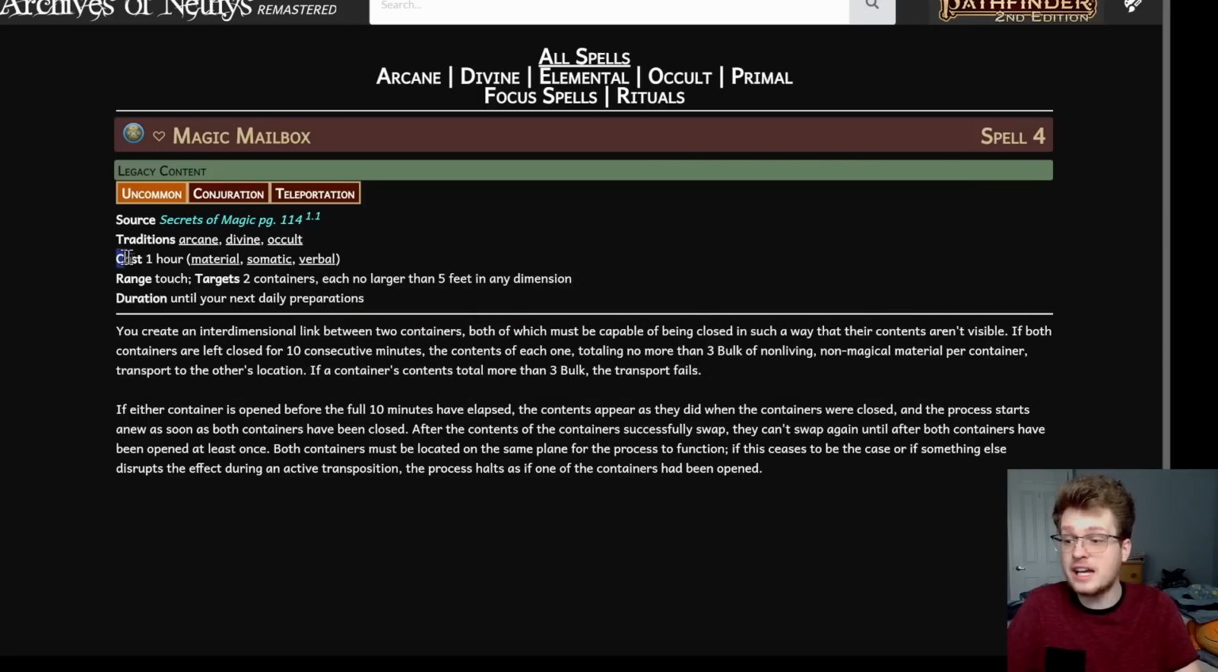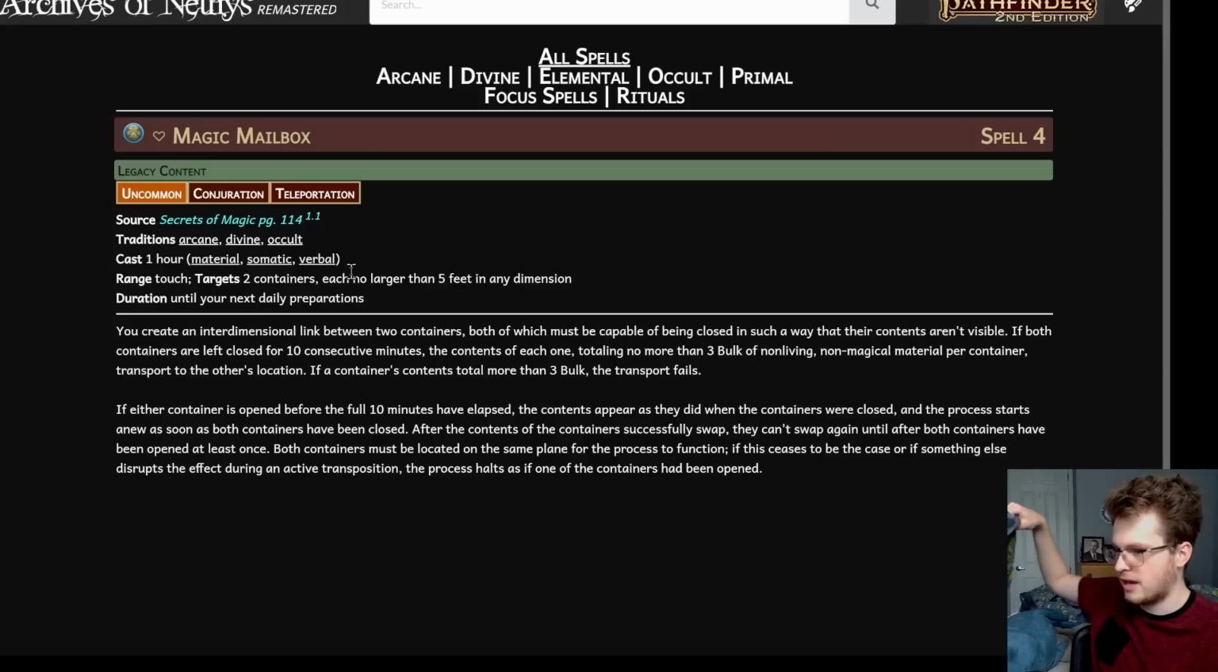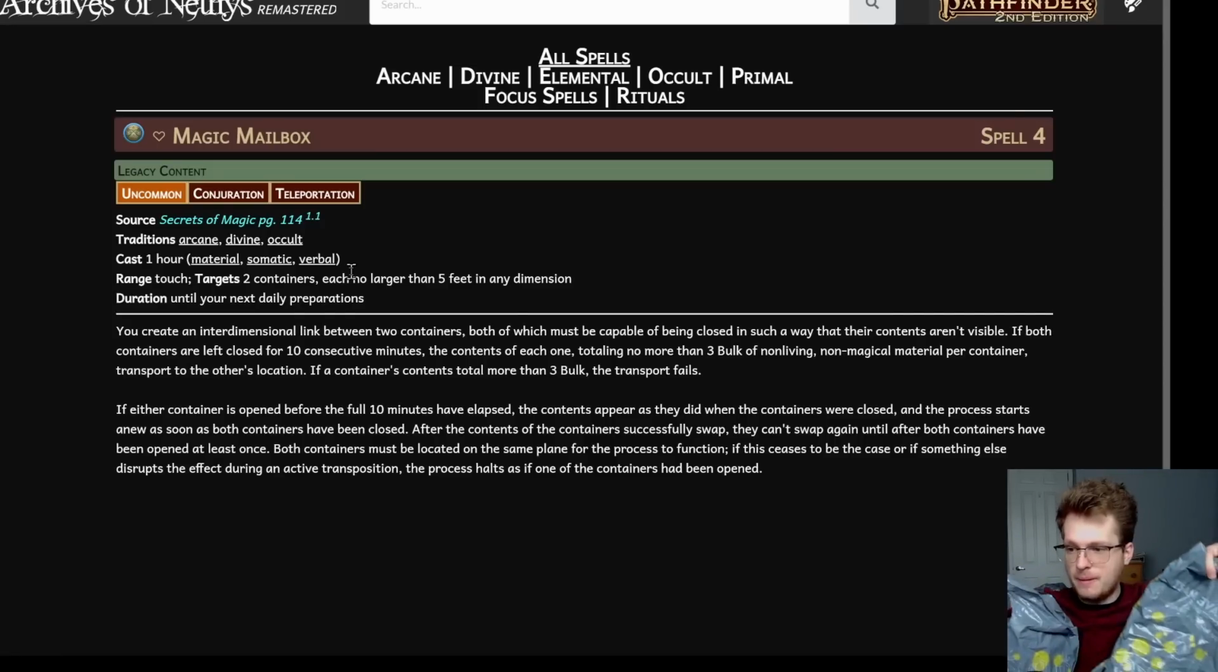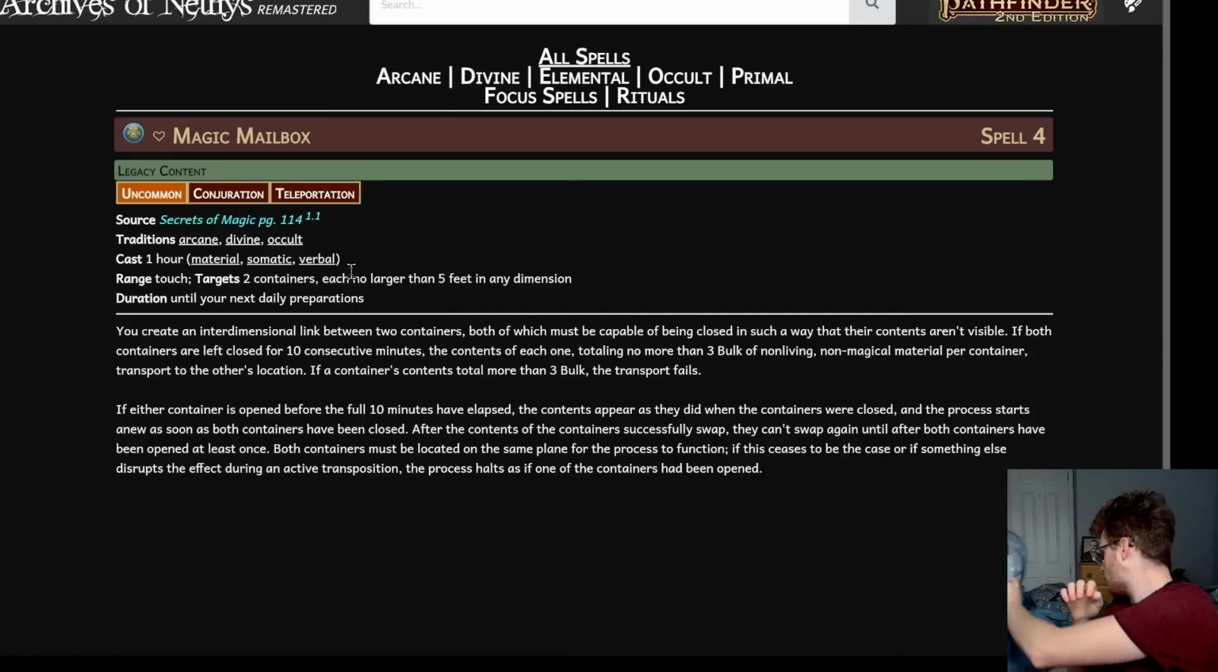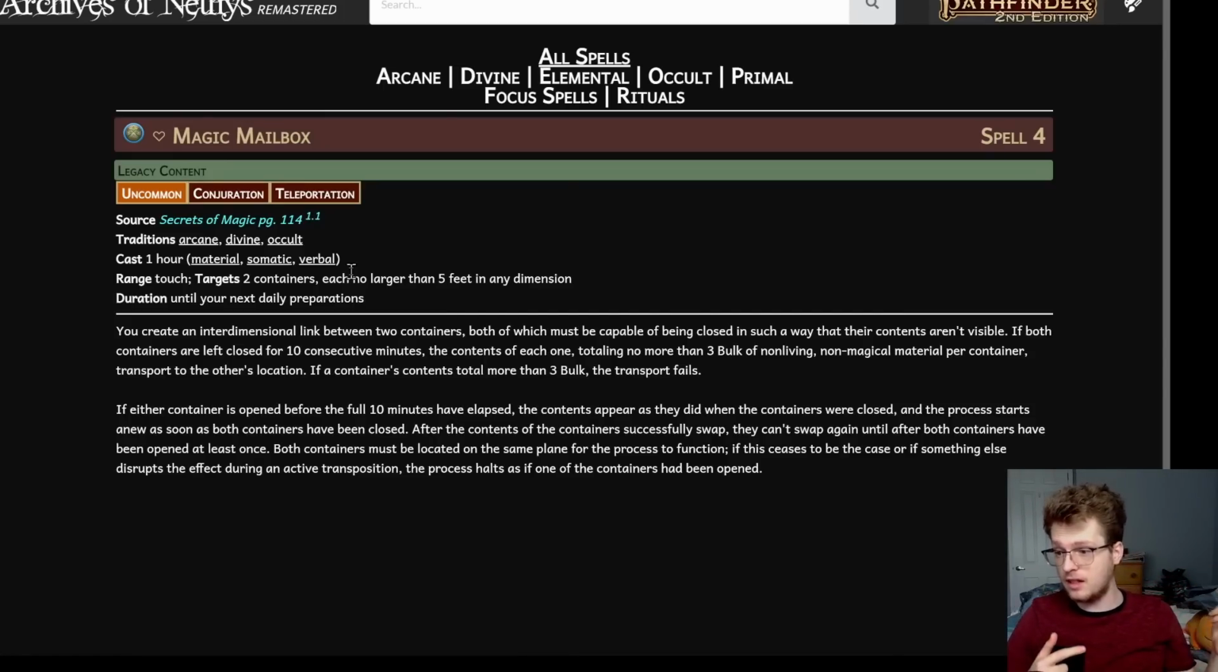It has a long casting time, and it requires you to have both containers within your touch reach for the entire hour duration. So if I had the spell, I could spend an hour, cast on these 2 bags, and then have the 2 bags be separated over any amount of distance, and still be able to mail stuff back and forth just by holding the bag closed. And you can send up to 3 bulk at a time, where you transport over, and you just need to leave the containers both closed for 10 consecutive minutes, and then their contents swap.